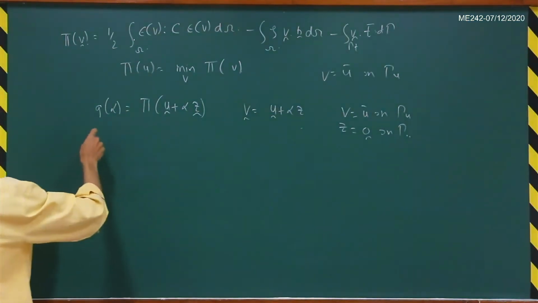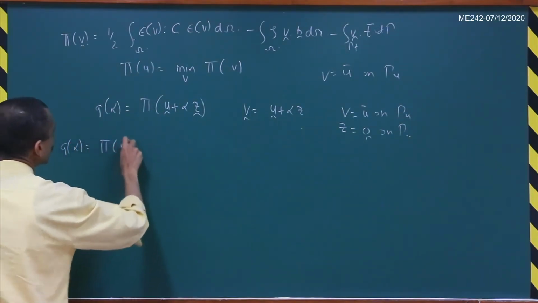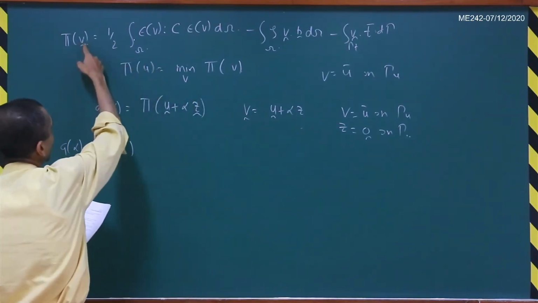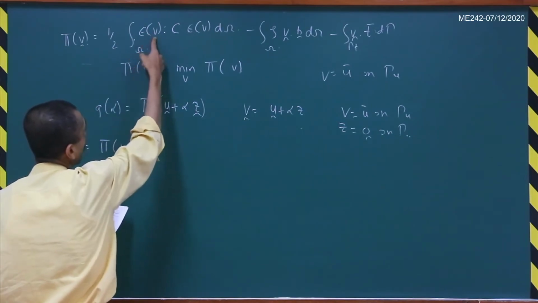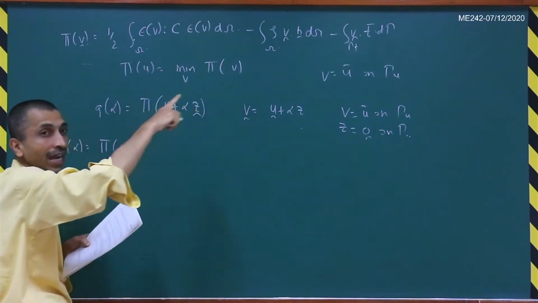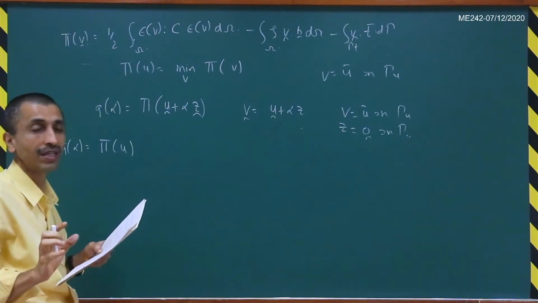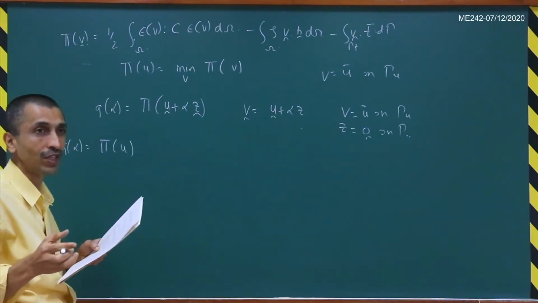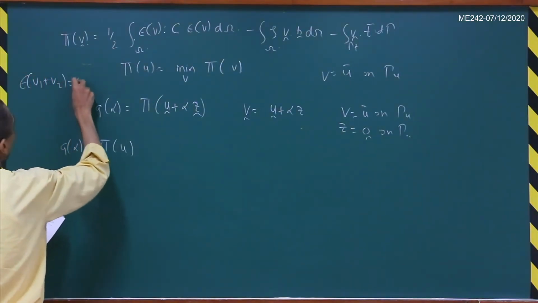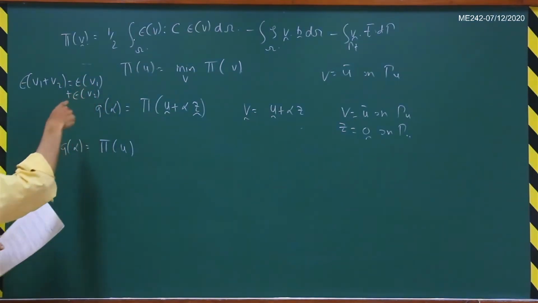So this g of alpha I can write as equal to phi of u. You substitute now this u plus alpha z in place of this v here. So you will get epsilon of u plus alpha z, and here also you will get u plus alpha z, and then use the linearity. Because epsilon of v is a linear operator, in the sense that epsilon of v1 plus v2 will be equal to epsilon of v1 plus epsilon of v2. This is because this is a linear strain measure.